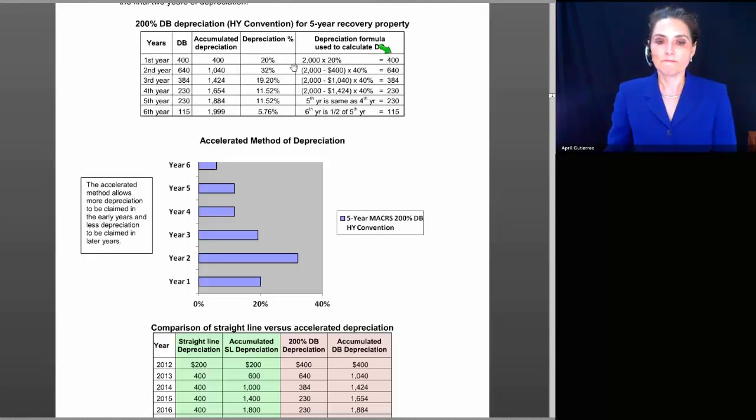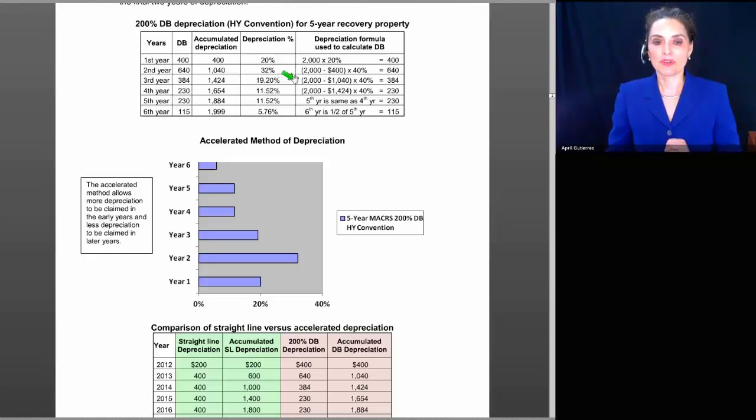Now, in the second year, you have this accumulated depreciation of $400, and you have to subtract that from the purchase price. So you're going to take $2,000, subtract $400, and multiply that difference by 40%. When you do that, you get $640. And $640 is the amount of depreciation you're allowed in the second year. Now, if you look at the MACRS tables, they simply say take $2,000 and multiply that by 32%. If you do that, you still get $640. But the formula that gets you to the $640 or to the 32% is taking the first year of depreciation, subtracting it from the cost, and multiplying the difference by 40%.